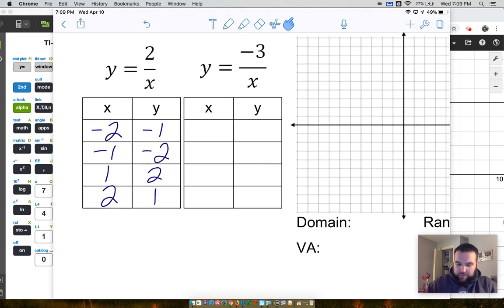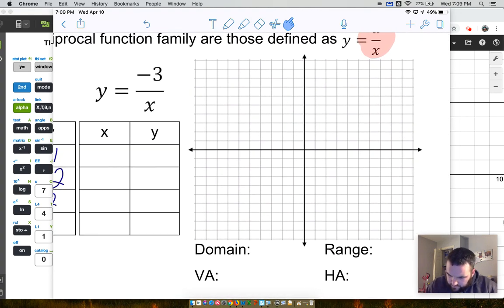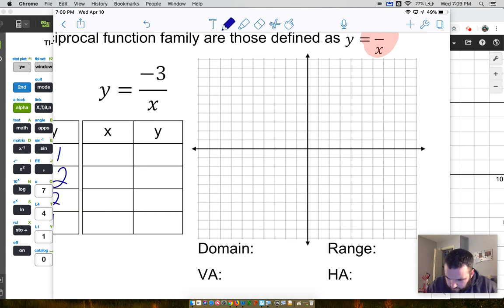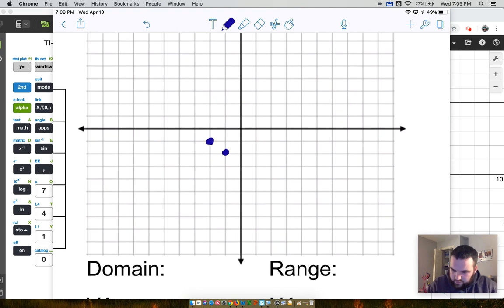So I'm going to graph those points. -2, comma -1. And -1, comma -2. And then if I graph the positive versions, it was 1, comma 2, and 2, comma 1.